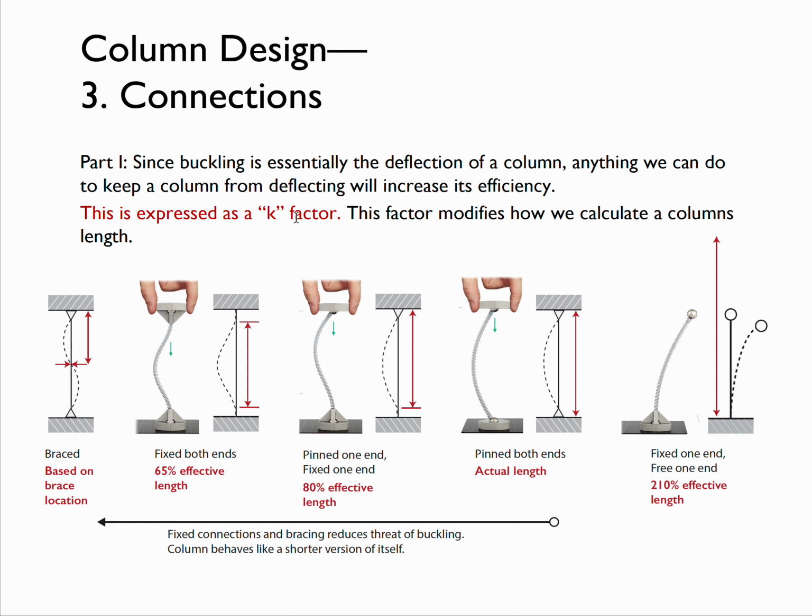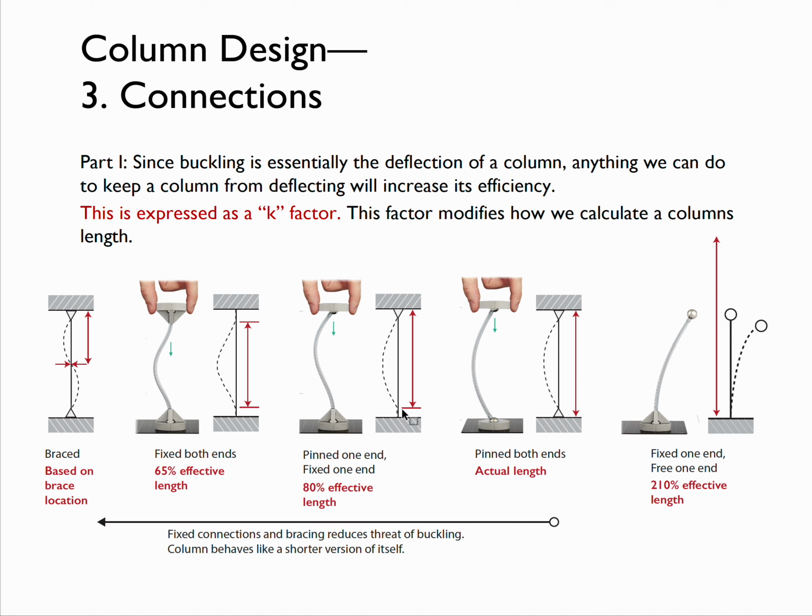This factor is called a K factor. The K factor modifies how a column's going to behave across its length. Actually, let me start with this, I apologize. We're going to start with what we already know. A column is pinned on the top and a column is pinned on the bottom. In that one, it's going to behave like a beam, right? Pinned on top, pinned on bottom, it rotates freely. You can see the pin, how it bends. This column is going to behave as its actual length.